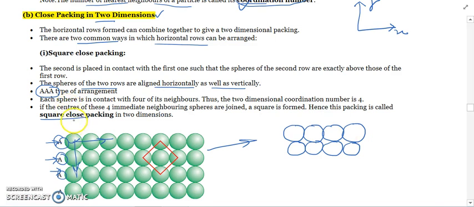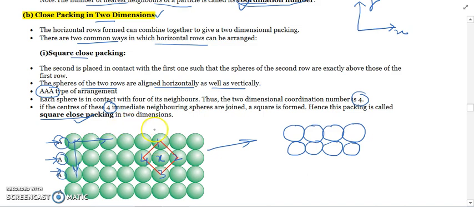Now, why is it called square close packing? First find the coordination number in square close packing. The coordination number is 4, because let's take a particular sphere X. How many spheres are its nearest neighbors? This 1, 2, 3 and 4. Therefore, 4 spheres are nearest neighbors, so 4 is the coordination number. And this packing is called square close packing.